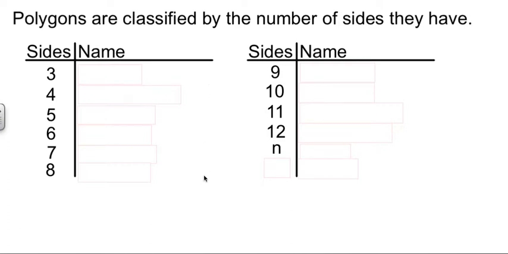The way we name polygons is based on their sides, how many of them they have. You're going to want to have this list handy when you're doing problems, so make sure you do a good job of taking notes here. If it has three sides, you already know the name of that. It's a triangle. Four sides is a quadrilateral. Quad meaning four, lateral meaning side.